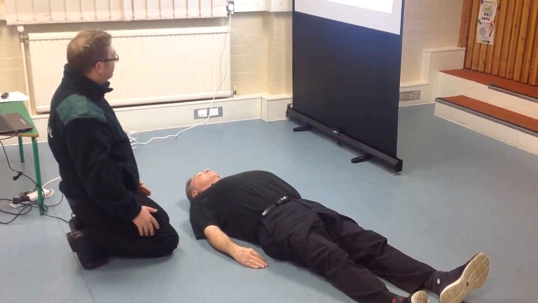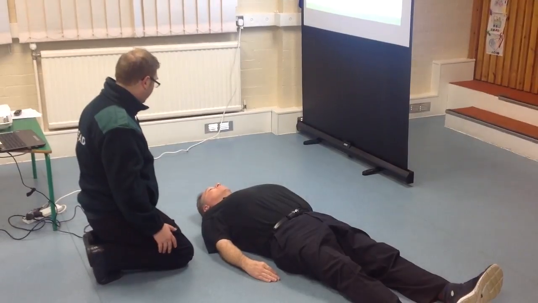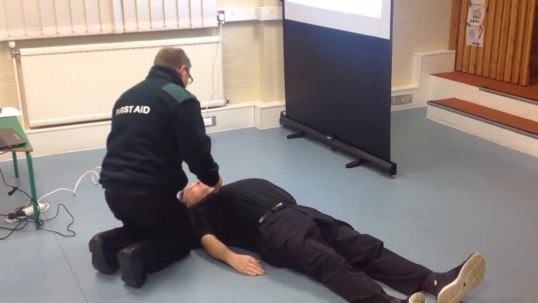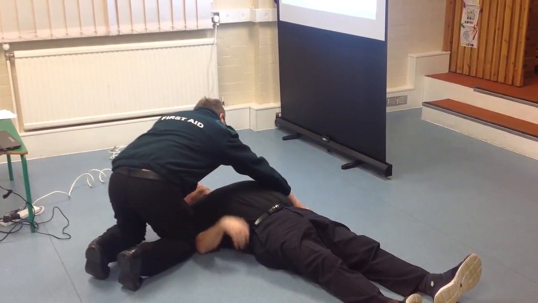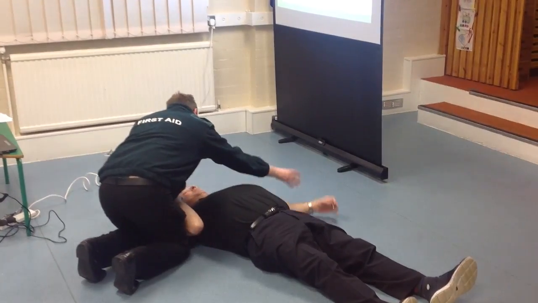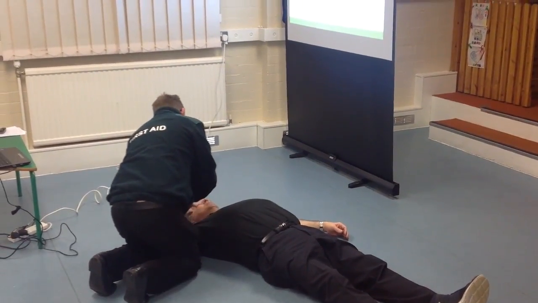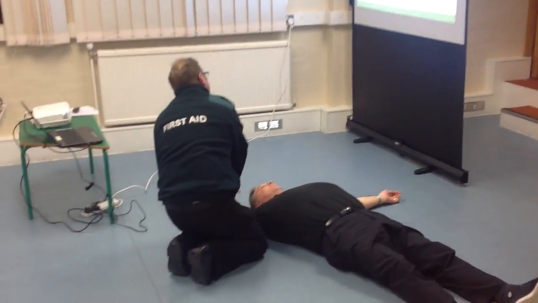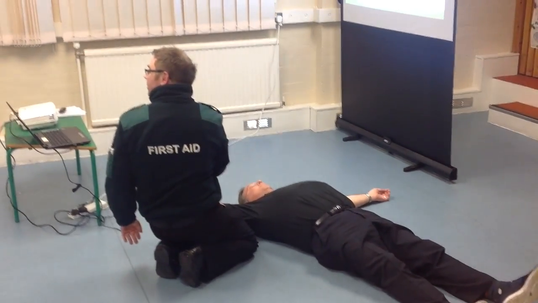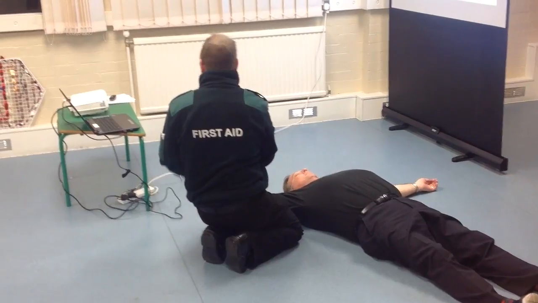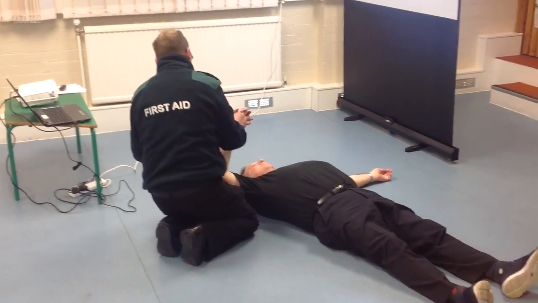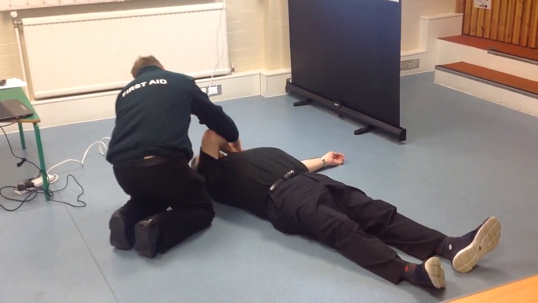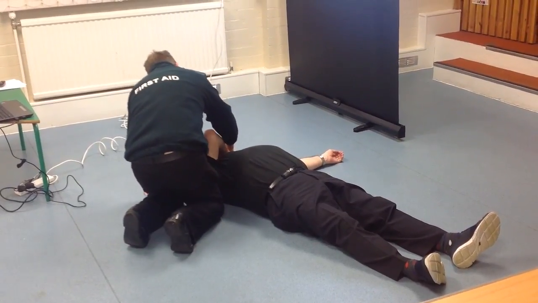Okay, so to do the recovery position, the first thing you do is get the hand that's furthest away from you and put it at a right angle. Most gentlemen, their arms won't go down to a right angle. Then with the other hand that's closest to you, just put it across to the cheek. Okay, hold on to that one.